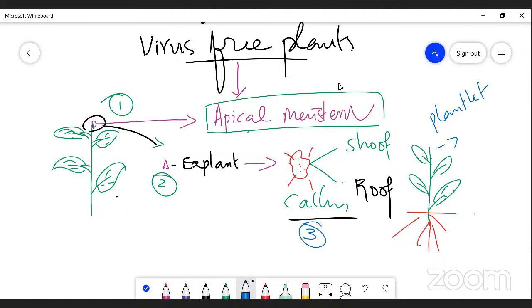After formation of callus, it is transferred into another culture medium, and as a result we can get the shoot and the root system. Simply, this callus differentiates on one side into shoot system and on the other side into root system. As a result, we get a small plantlet. Now these plantlets are grown inside the test tube. Just imagine this is a test tube.